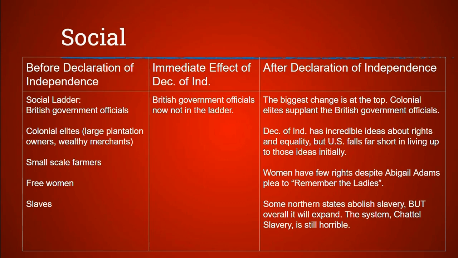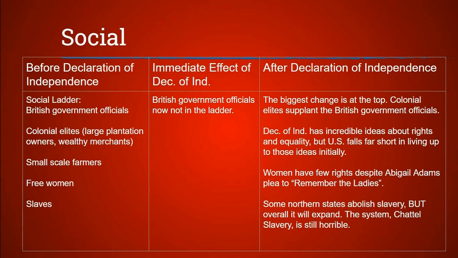The immediate effect of the Declaration of Independence is throwing the British officials off the ladder. The colonial elites take their spot, but everyone else pretty much stays the same. Despite the Declaration of Independence having grand ideas about life, liberty, pursuit of happiness, and equality, that seemed to be meant for only a few, as it would take a long time for America to live up to those ideals. There were a few calls for equality from Abigail Adams, who wrote to founding father John Adams and asked him to remember the ladies when forming the government of this new country. But by and large, the ladies will be forgotten.